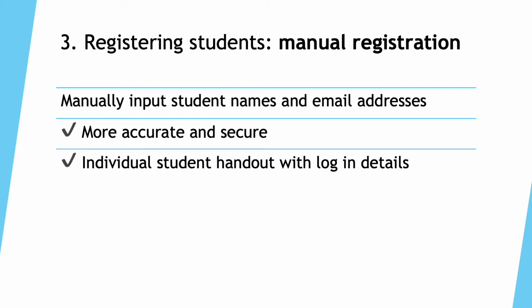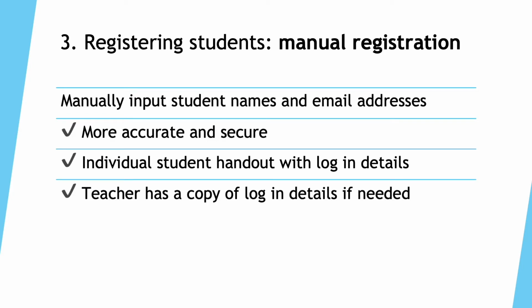It also produces an individual student handout with the login details. So once you type in the name and the email address, Edmodo will generate a PDF which gives that specific student step-by-step instructions on how to join the class or how to enter the class. This includes the student's Edmodo ID and the student's Edmodo password. This is also handy for the teacher because it means you have a copy of student login details if necessary.